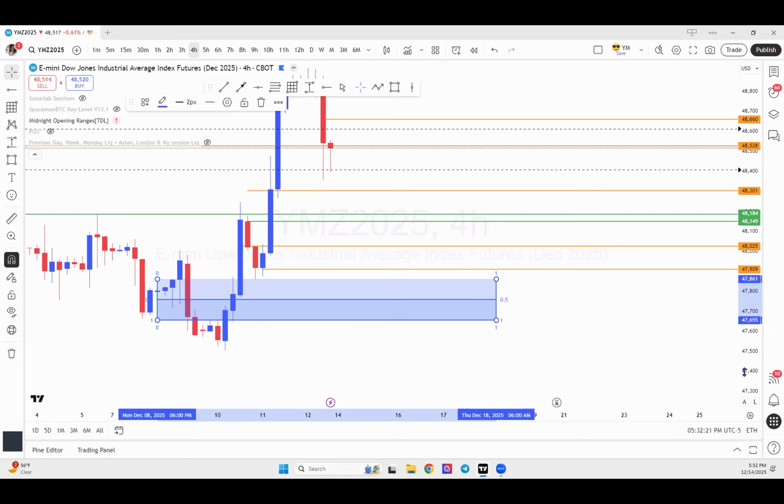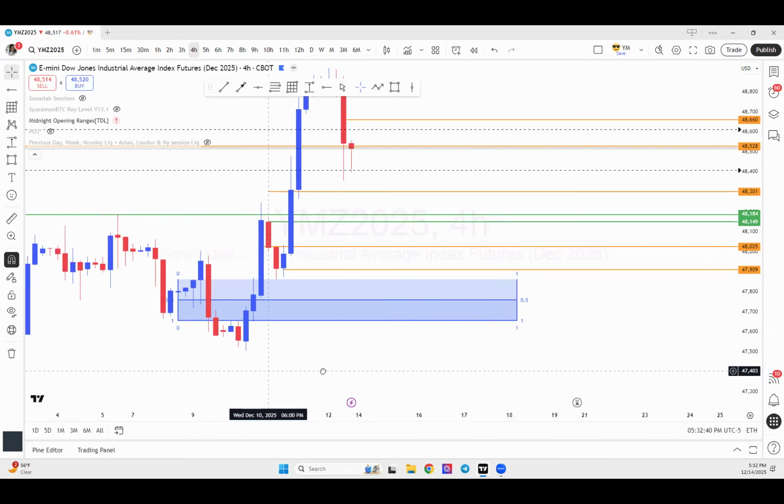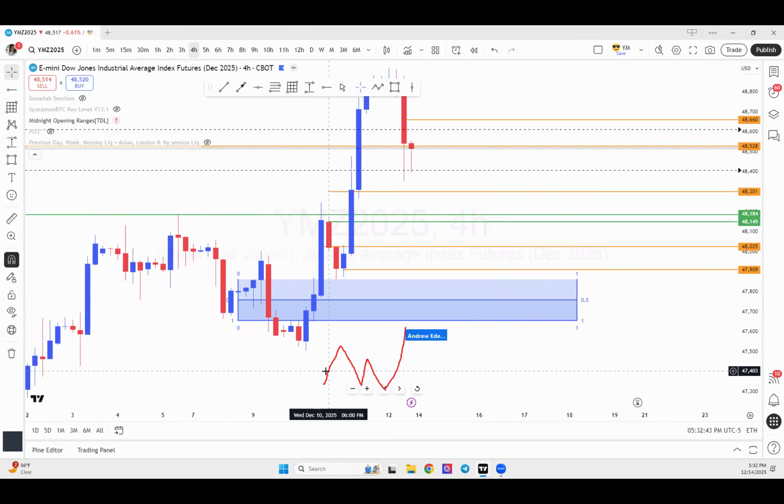While sometimes we will need to manipulate before we distribute. So you can see all of this was just the accumulation phase. Then you see how aggressive this candle comes, that becomes the manipulation. Now again, what did price do? What I was saying, we can come like this, come like this, before we go.